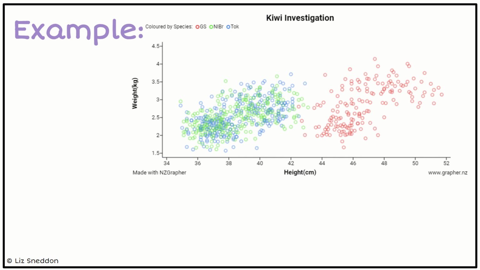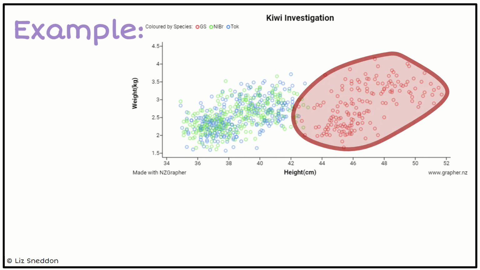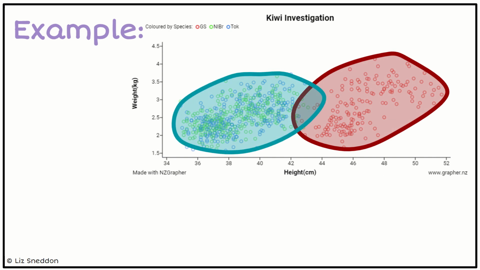I can see that all the red dots form our great spotted kiwis. And then we've got this mixture of green and blue dots, which are both the North Island brown and the southern Tokoeka kiwi birds. So this is what a cluster is.